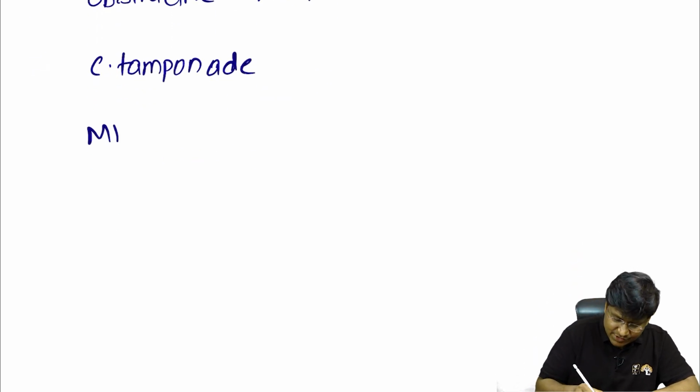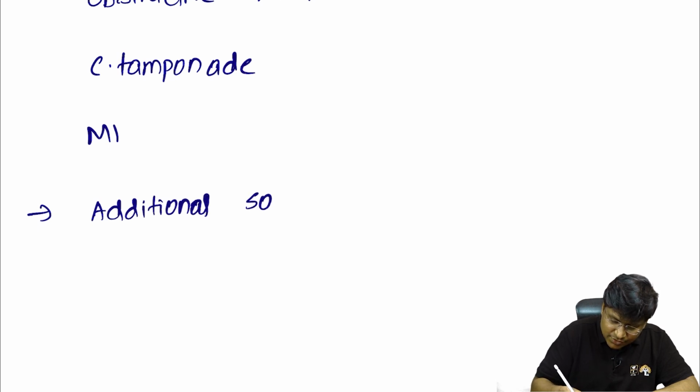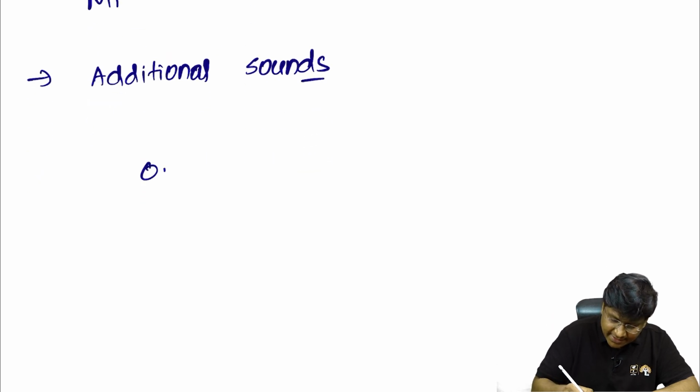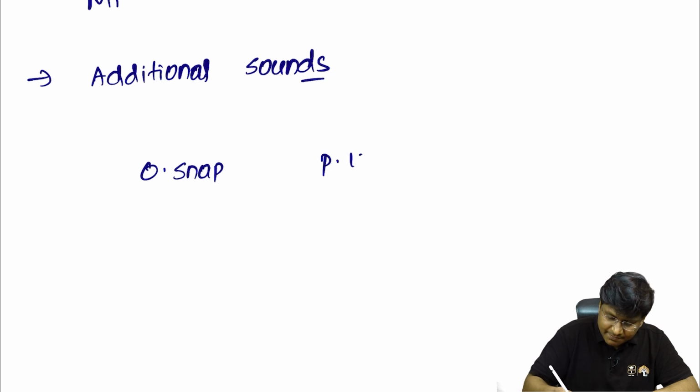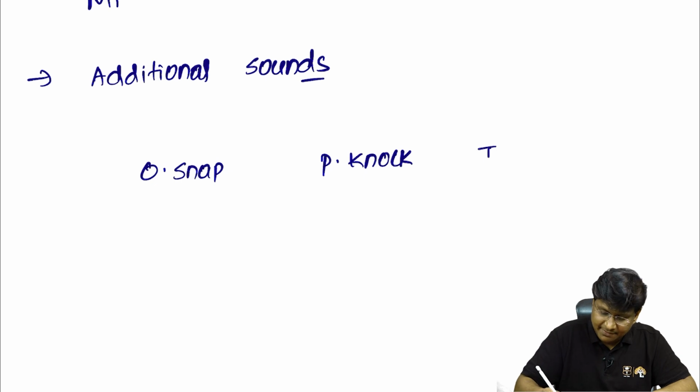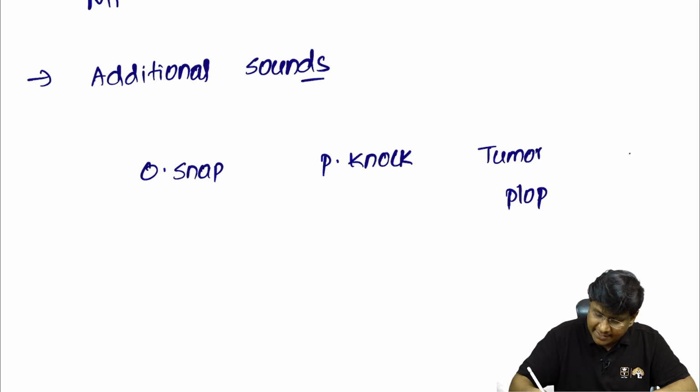Then next, you need to be aware of what are called the additional sounds. What are the additional heart sounds that can be heard in various pathological conditions? Number one, the opening snap. Then next important is the pericardial knock. Then another important additional heart sound is the tumor plop. Then you have the click, that is the ejection click.